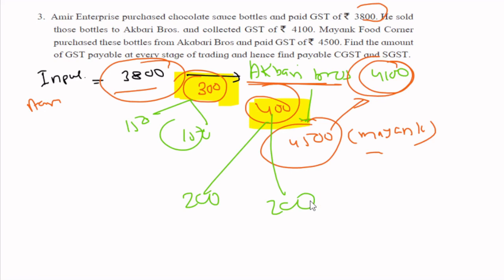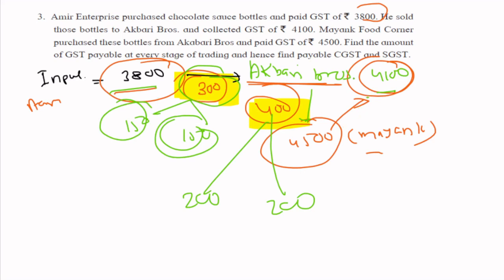Logic over here. First, Amir Enterprises pays some amount and sold to Akbari's sons. Initially he paid GST 3800, Akbari's son paid 4100, and the difference 300 becomes an input tax credit, and 300 is the GST payable. Out of 300, 150 is CGST and 150 is SGST.